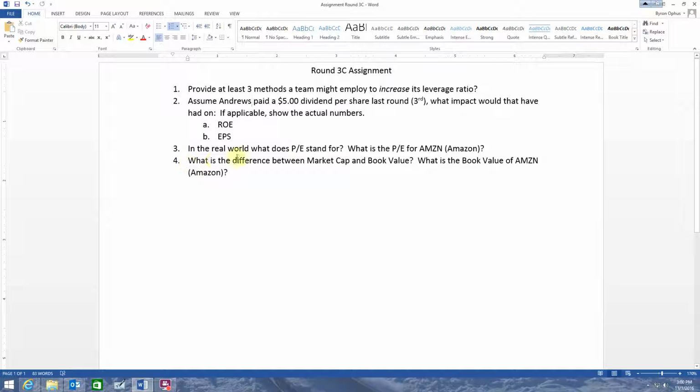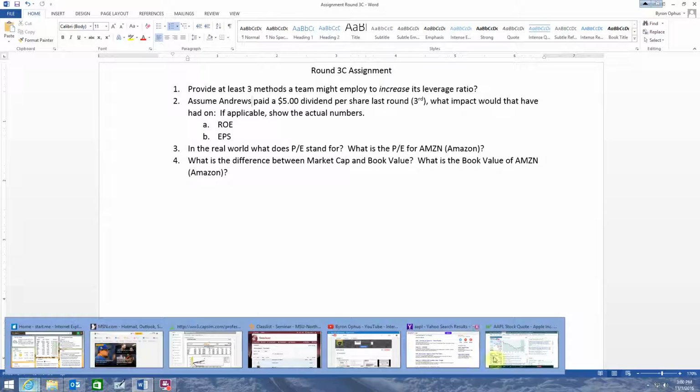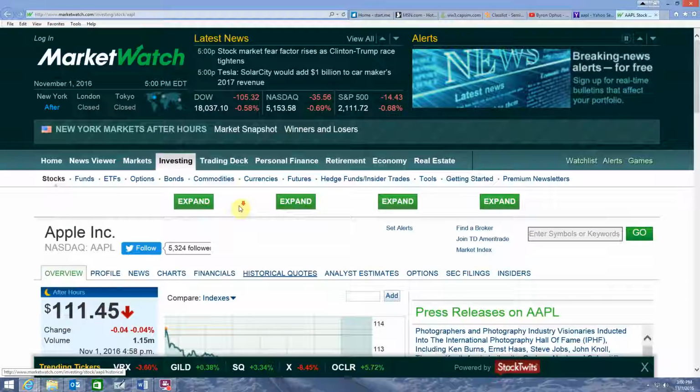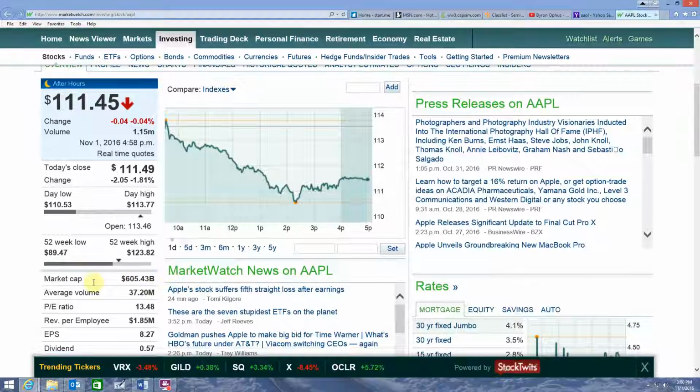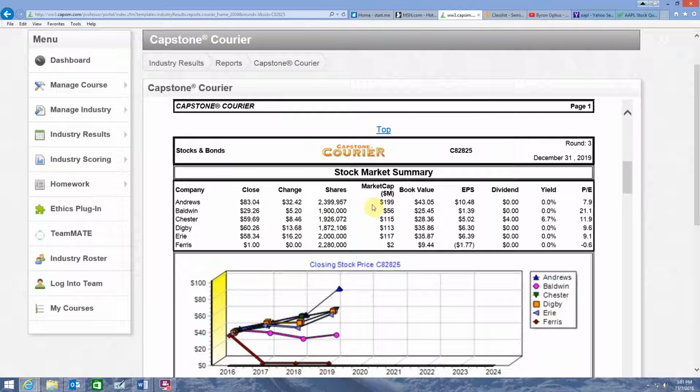And then I ask, what is the difference between market cap and book value? And again, I'm going to have you look up the book value for Amazon. So let's go back to Apple. The market cap is just like the market cap that we have in our game. It is simply the number of shares outstanding. I'm going to use Erie here because they've got a nice even number, 2 million shares outstanding times the price. So at a price of $58, what's that going to be? $116.68, and they've rounded it up to $117 million as the market cap.